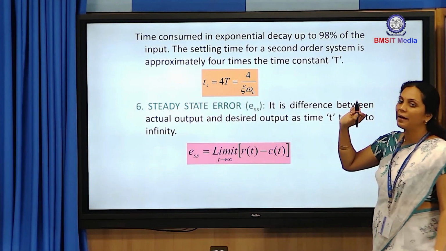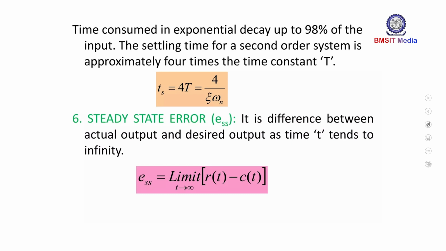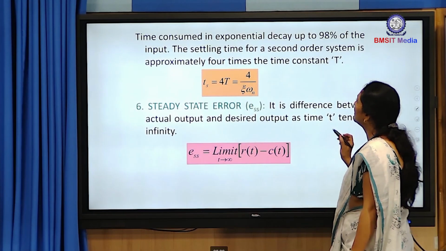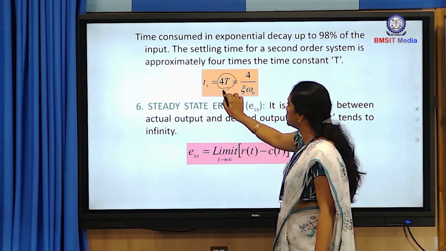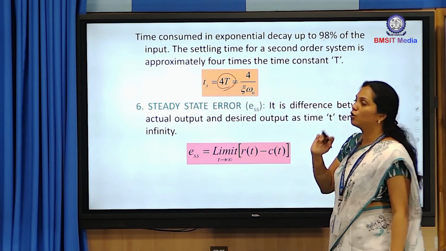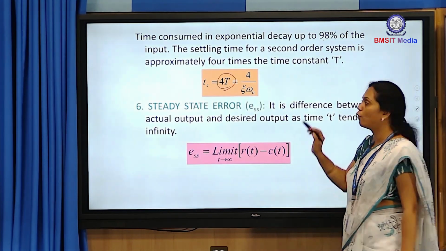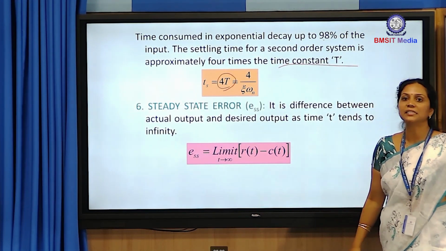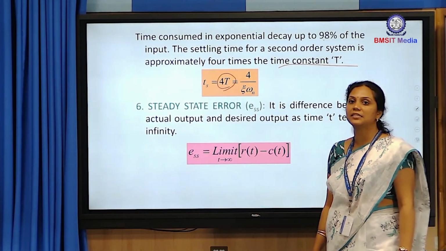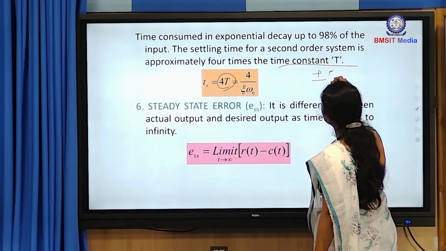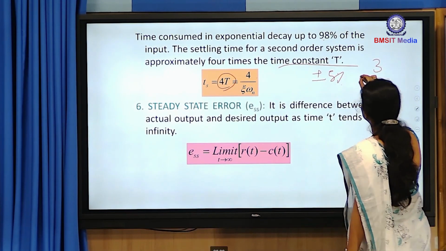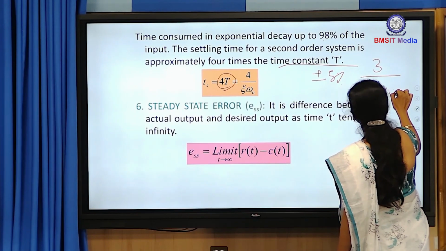For both of these, the formula will be different. If I say plus or minus 2%, that means out of 100, it can be either 102% or 98%. So if it is plus or minus 2%, then it is 4 times of T. And what is T? T is equal to 1 by zeta into omega n, the time constant. Therefore, Ts is 4 by zeta omega n. Suppose it is plus or minus 5%, then the equation will be 3 by zeta into omega n.